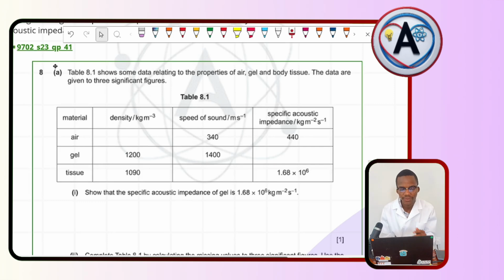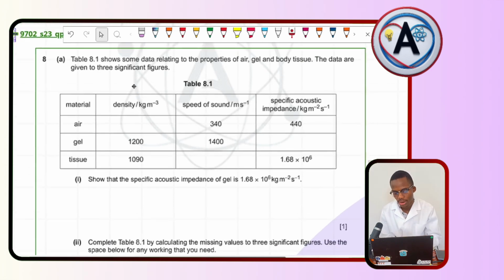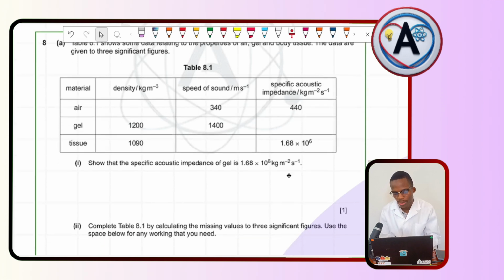The data has been given to three significant figures, so we also need to give our answer to three significant figures. We've been asked to show that the specific acoustic impedance of gel is 1.68 times 10 to the power of 6 kg m^-2 s^-1. Very simple, very straightforward.